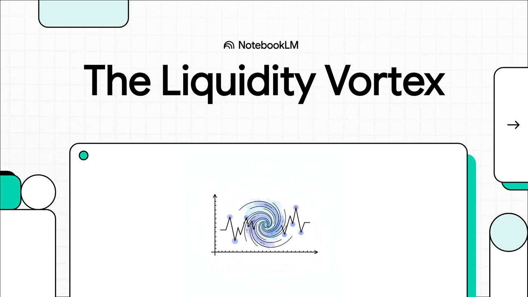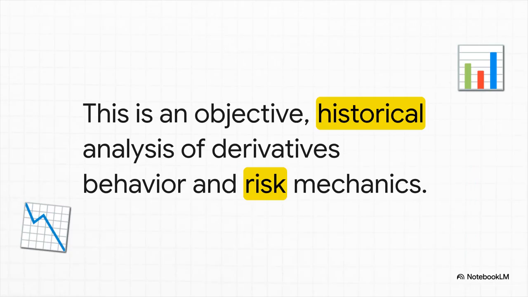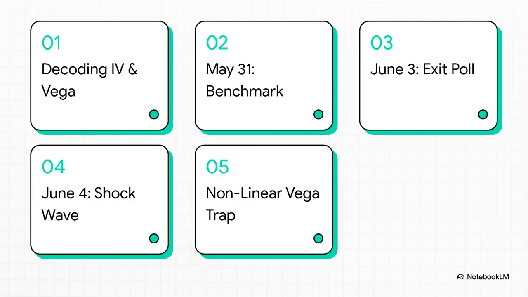the right place. Now, before we jump into the charts, let's just lay down some ground rules. This explainer is an objective, historical data analysis of derivatives behavior and market risk mechanics. We're strictly focused on the quantitative data and the structural options mechanics here. We are not looking at this through a political lens, and we are absolutely not taking any sides regarding the looks about election results. Our focus is entirely on how the math broke down and exactly what the numbers tell us about liquidity. Here's our Q&A roadmap for today.